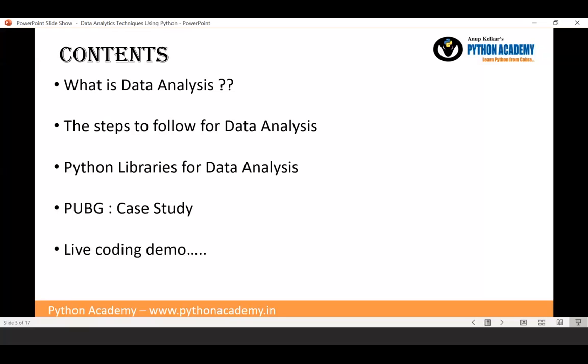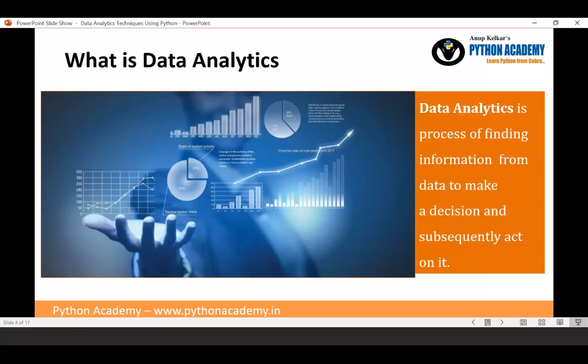So let's continue with the actual topic. Whenever you talk about data analytics, what is the definition of that? I have put a very simple definition here. Basically, data analytics is the process of finding information from data to make a decision and subsequently act on it. The definition is very simple, but if you go in depth, you will gain a lot of understanding about what finding information means, how to make a decision, and how to act on it.